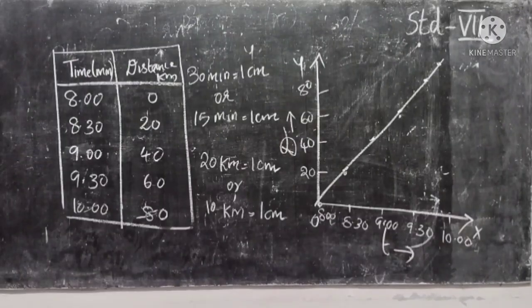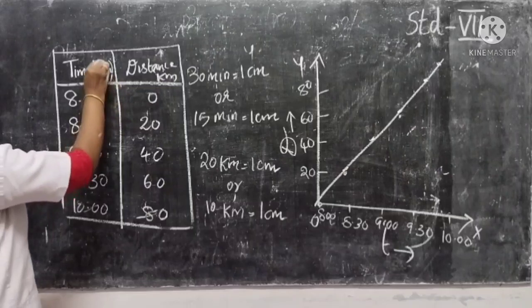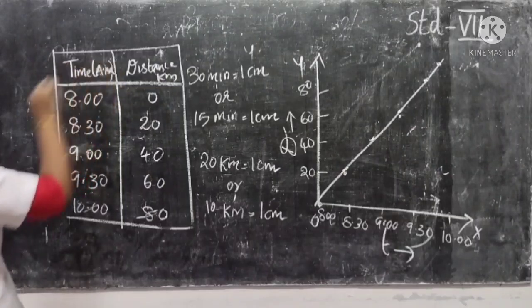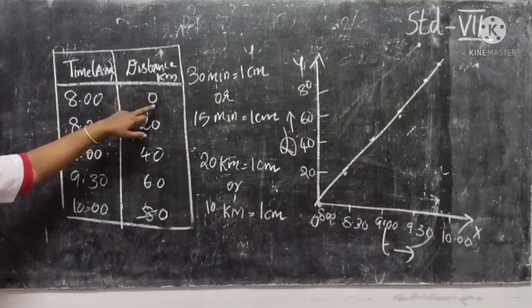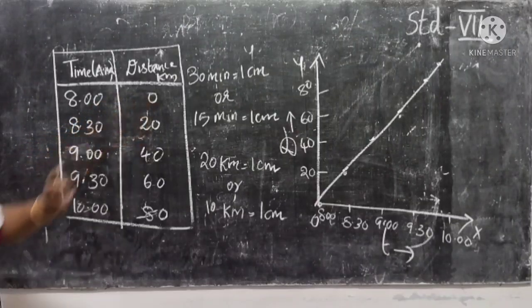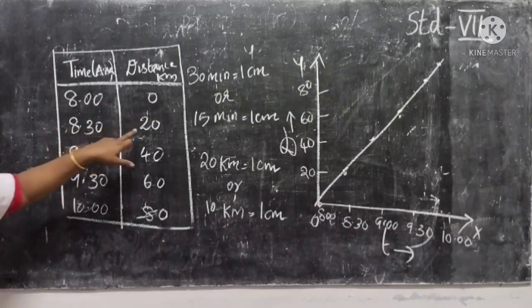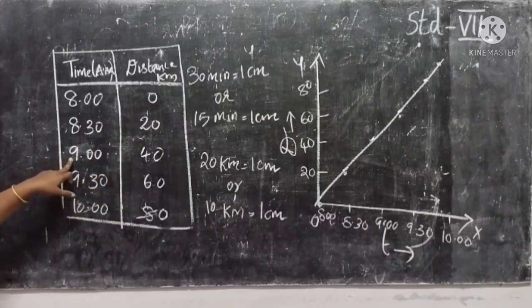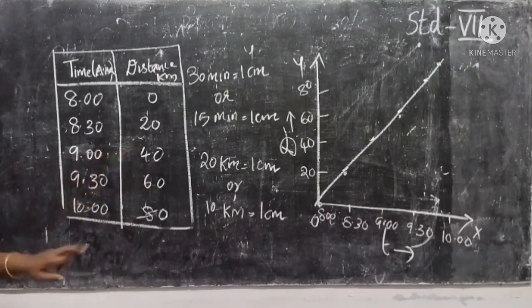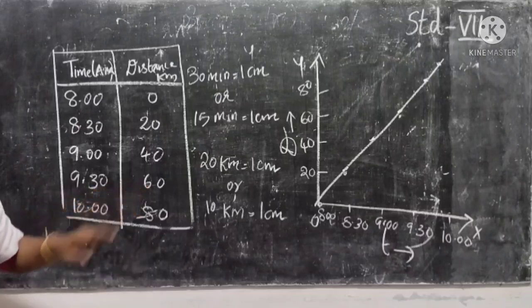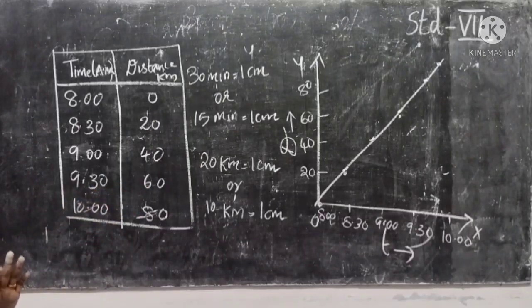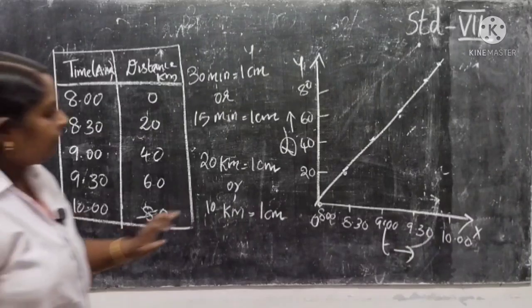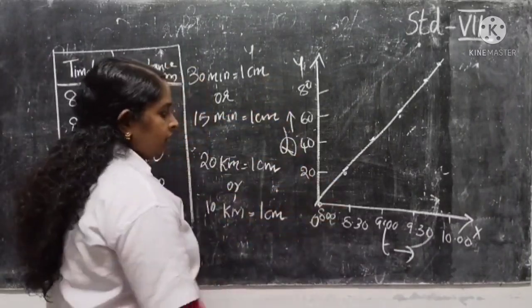Another example: a bus starts from rest at 8 a.m. At 8 a.m. the distance covered by the bus is 0 kilometers, and at 8:30 it covers 20 kilometers. At 9 a.m. it covers 40 kilometers, at 9:30 it covers 60 kilometers, and at 10 it covers 80 kilometers. We draw the graph like this.